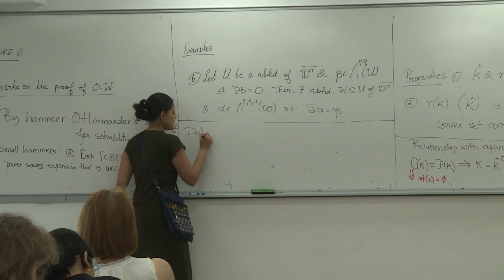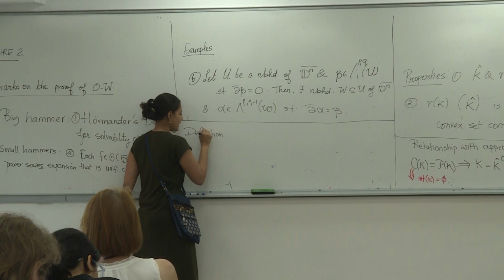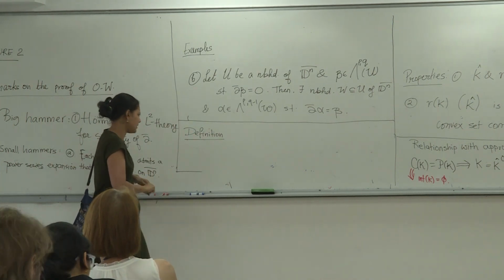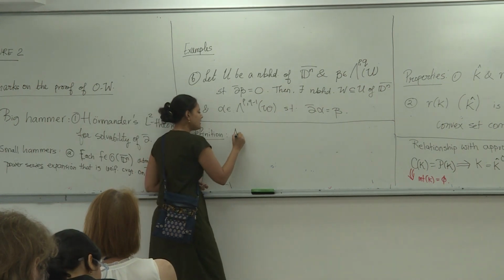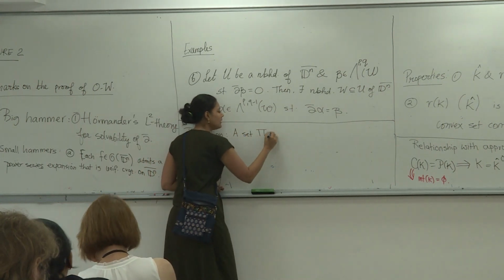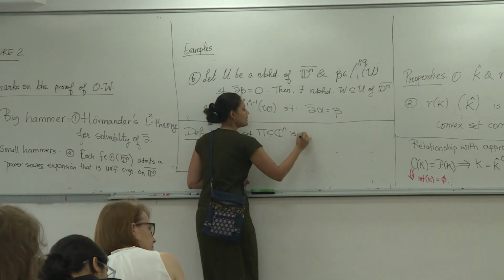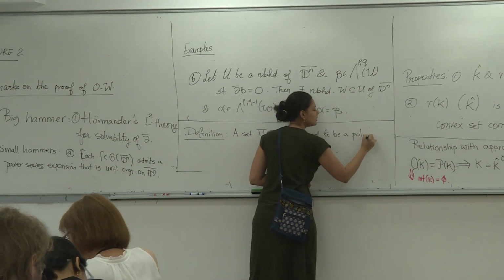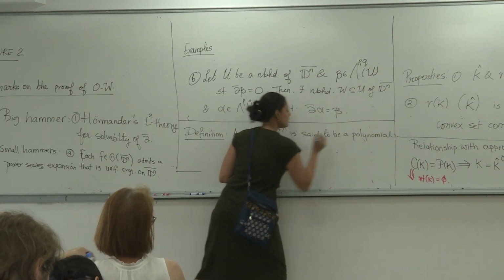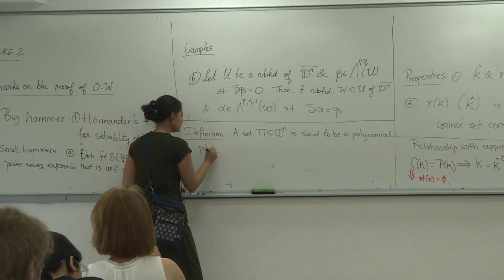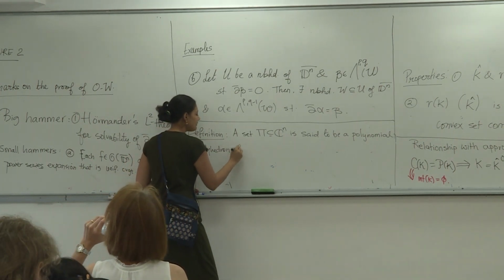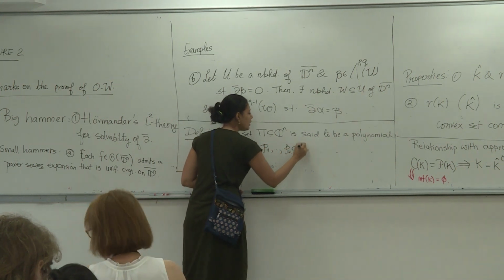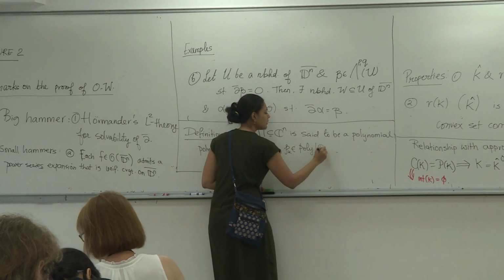Okay. So let me start with the definition. We are now going to go ahead and do the various steps of the Oka-Weil theorem. And there's a nice picture over here. A set pi in Cn is said to be a polynomial polyhedron if there exists a finite number of polynomials, holomorphic polynomials on Cn.